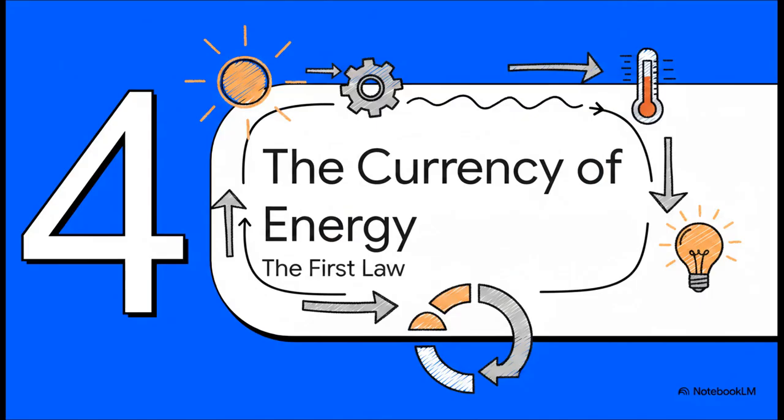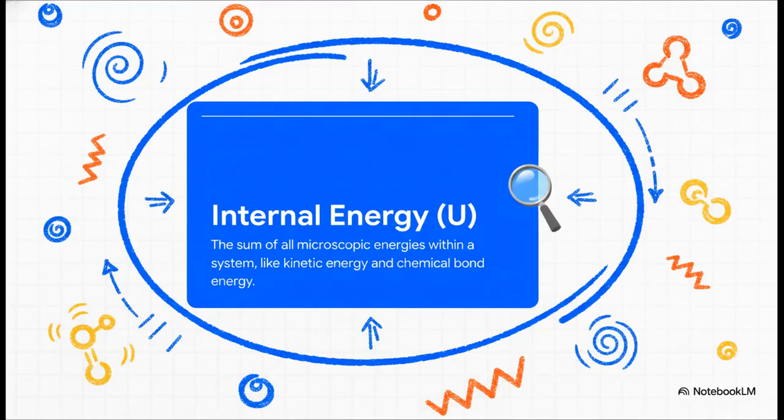So now that we have our filing system set up, let's move on to Section 4, the currency of energy. How do we actually keep track of what's flowing across that boundary? This is where the famous first law of thermodynamics makes its entrance. First things first, we need to define the energy that's already inside the system. We call this internal energy, and we use the letter U for it. You can think of it as the grand total of all the microscopic energies going on in there. Molecules zipping around, the energy locked up in chemical bonds, all of it.